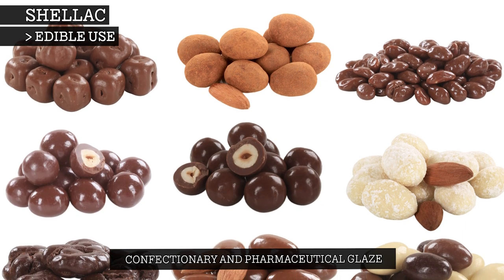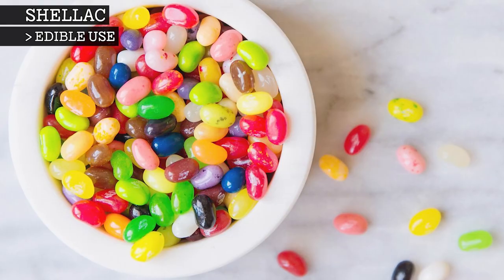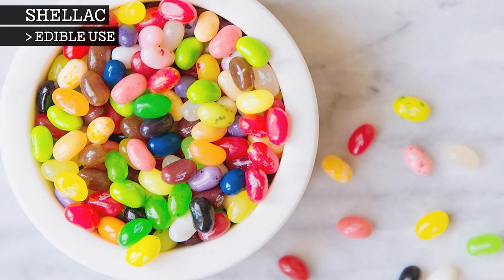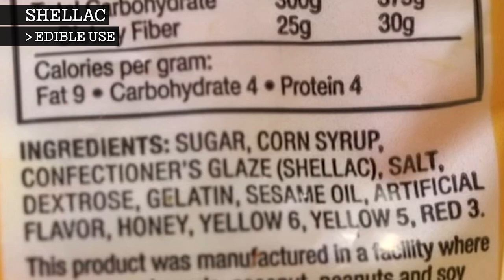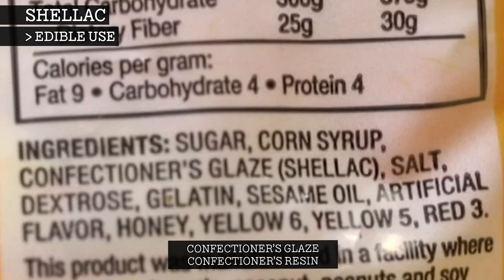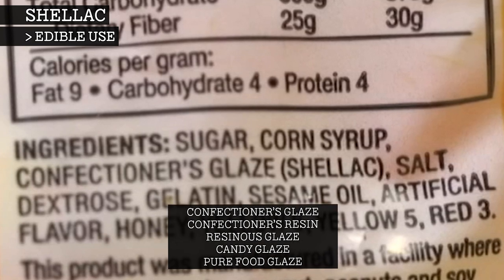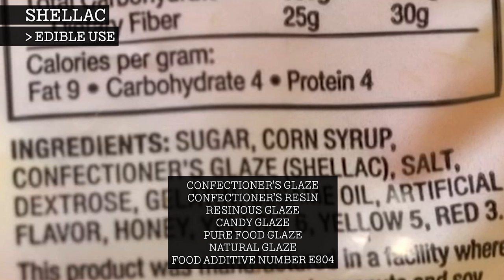Shellac is a common confectionery and pharmaceutical glaze, being used to cover chocolates, chewing gum, nutritional supplements, pills, fruit, and even coffee beans. When used in food and confections, shellac is referred to as confectioner's glaze, confectioner's resin, resinous glaze, candy glaze, pure food glaze, and natural glaze, and carries the food additive number E904.